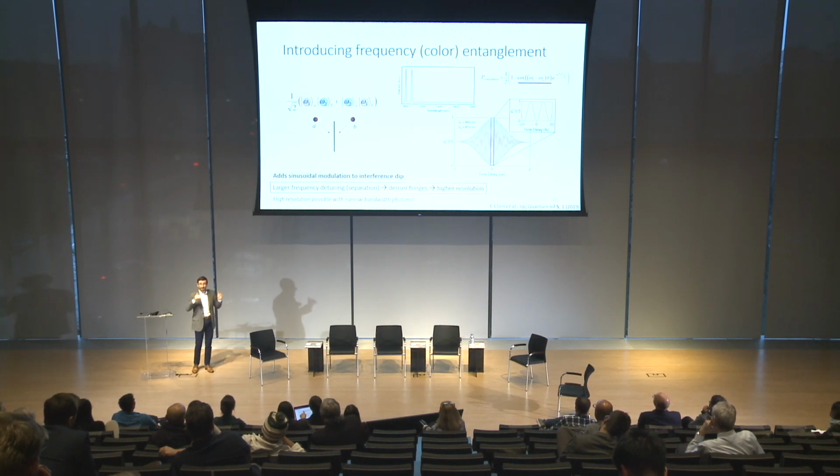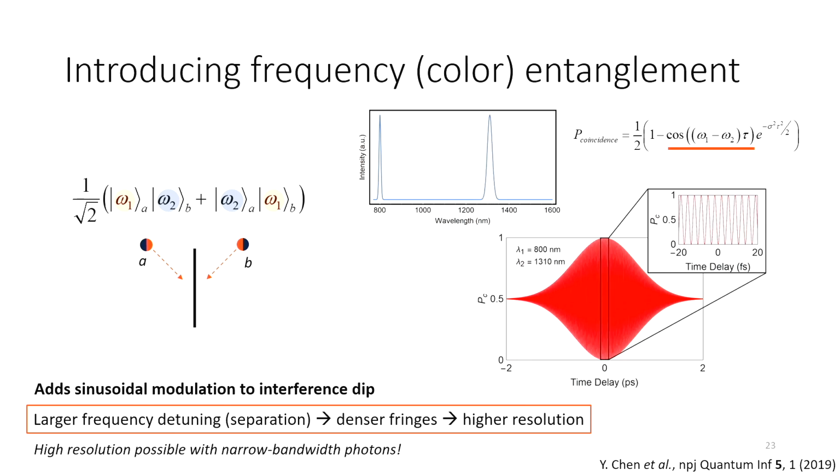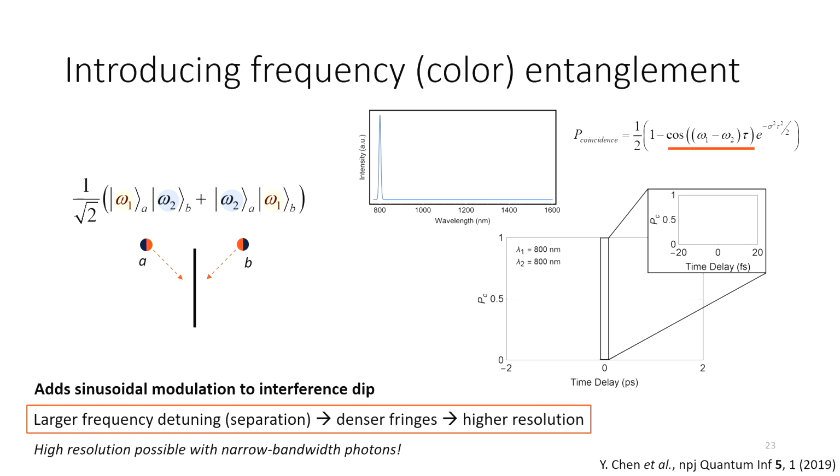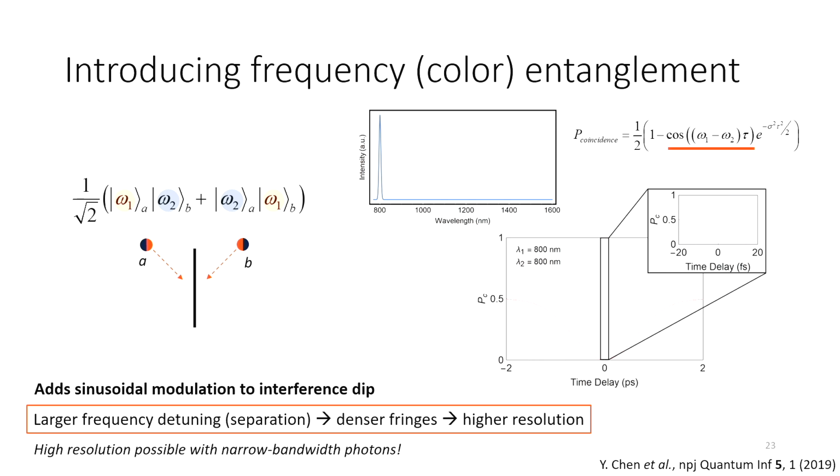Fortunately, if we introduce frequency or color entanglement between the two interfering photons, it just so happens that you can have your cake and eat it too. This animation shows entanglement introduces a sinusoidal modulation to the interference dip. The further apart your two entangled colors are, the more fringes you will have. This improves your resolution without needing large bandwidth photons.